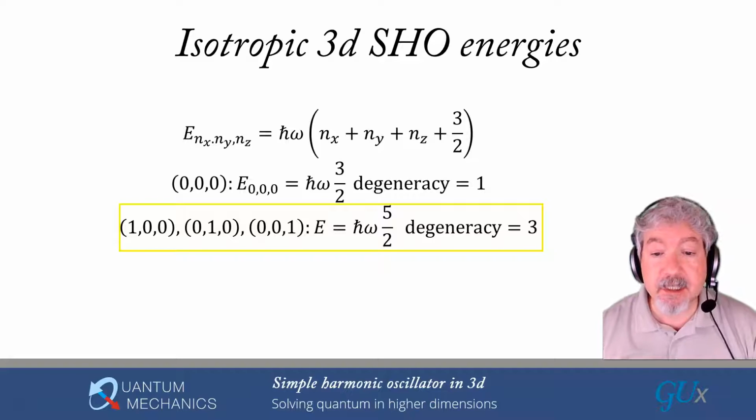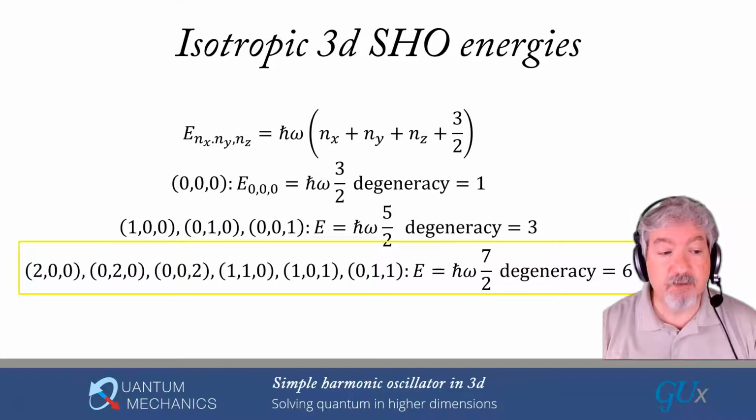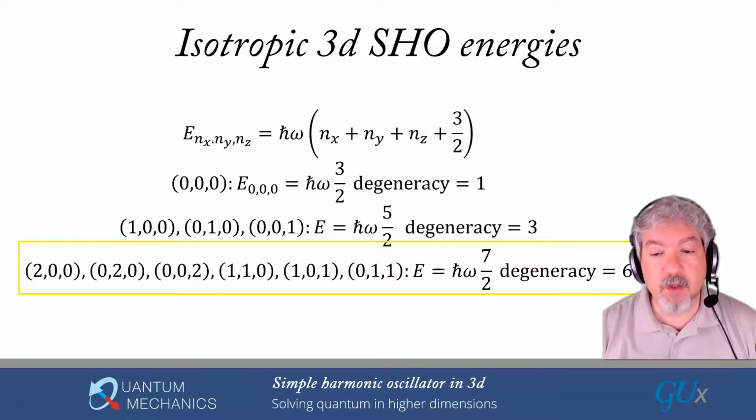The next excited state will be h bar omega times 7 halves, because I have to add yet another integer into the energy eigenvalue. And now there are 6 ways I can do this. I have 2, 0, 0; 0, 2, 0; 0, 0, 2. I also have 1, 1, 0; 1, 0, 1; and 0, 1, 1. And all of those have the same energy, h bar omega times 7 halves.